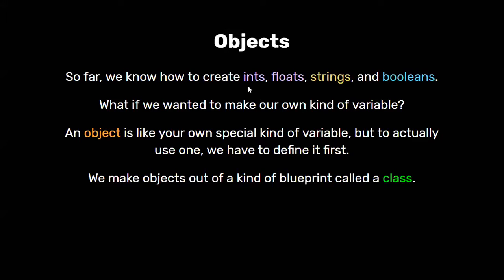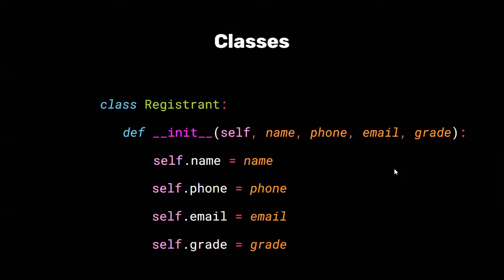So far we know how to create ints, floats, strings, and booleans. But what if you wanted to make your own different kind of variable? That's basically what an object is. Whereas ints, floats, strings, and booleans are built in, objects are something we have to define. The blueprint for our object is known as a class. So let's move on to the next thing.